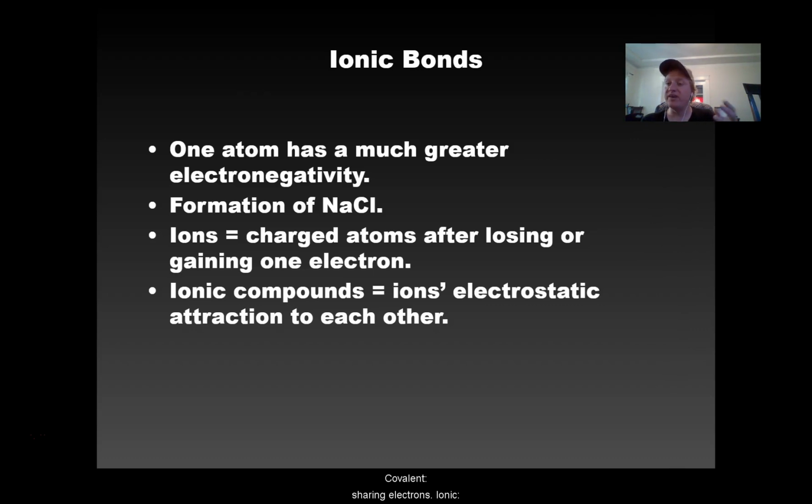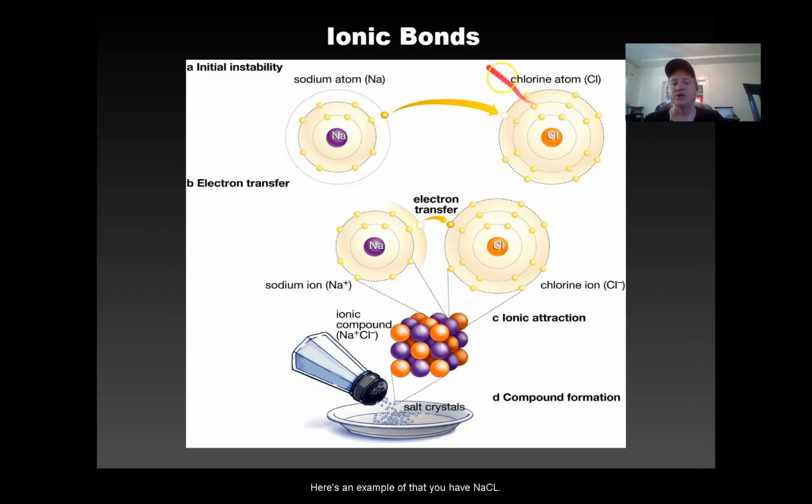Okay, covalent, sharing an electron. Ionic, nope, one element is just grabbing that electron away. They're changing charge and they're becoming attracted to one another. So here's an example of that.